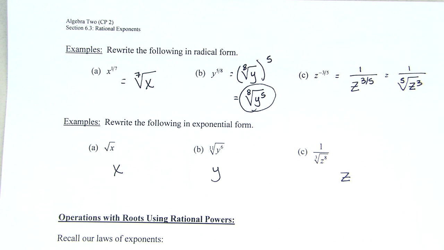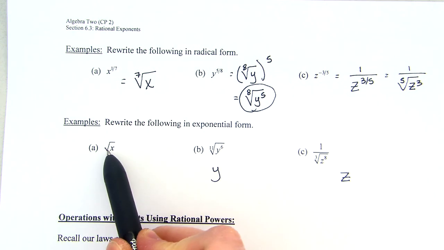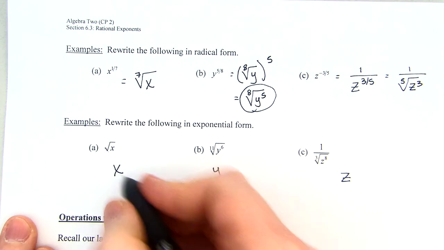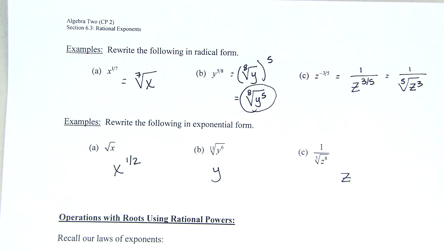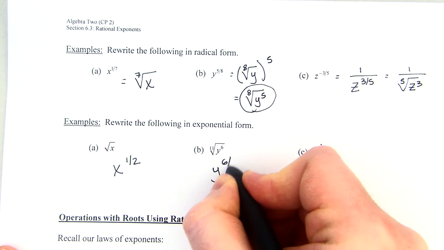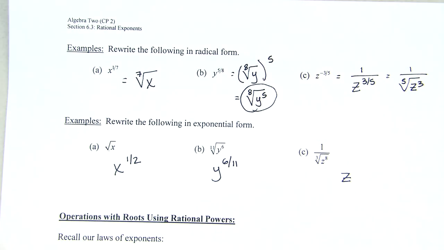Thoughts on letter A? Aryin? X to the 1/2. Oh, I didn't tell you the type of root, which means it's a square root. You're going to call that x to the 1/2. Good. Ethan, do you have letter B? And could you also just pull up that math, please? Good. Power is the numerator. Root is the denominator. Y to the 6 over 11. Good.